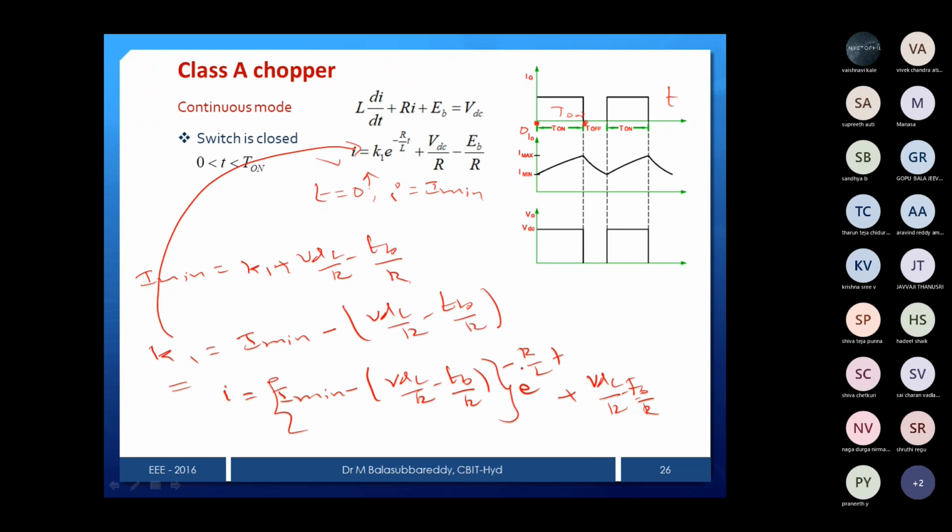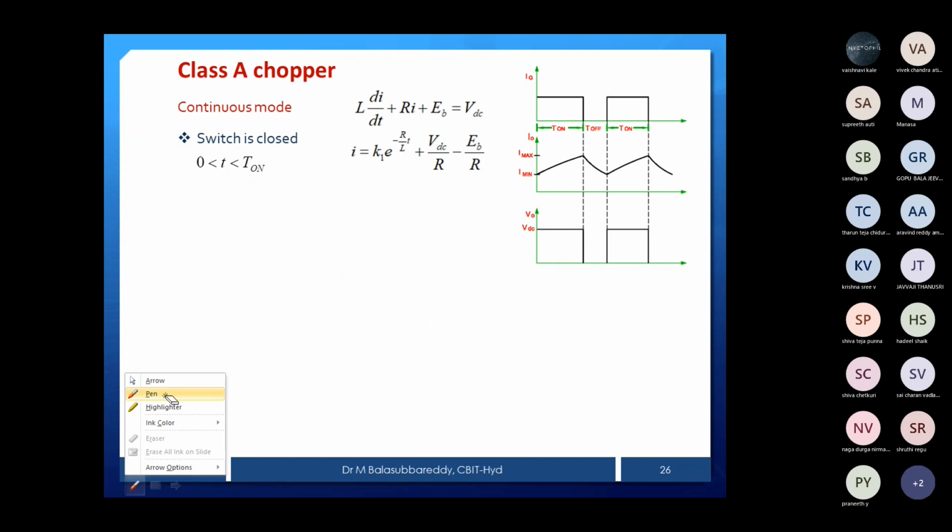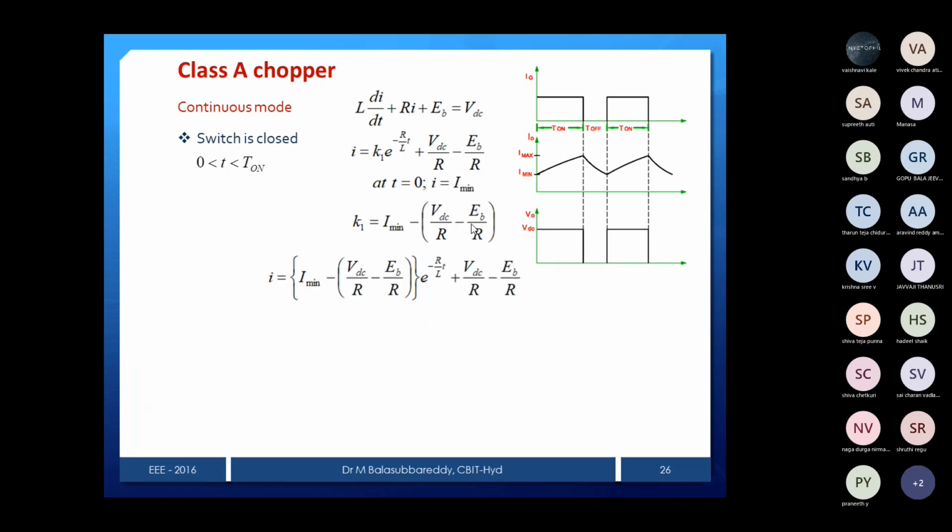You can simplify further also. Multiply e power minus R by L inside, and take the common factor VDC by R minus EB by R, which is common, times 1 minus e power minus R by L into T. If I take the common factor and simplify, I is equal to I minimum into e power minus R by L into T, plus VDC by R minus EB by R, taking it common, into 1 minus e power minus R by L into T.